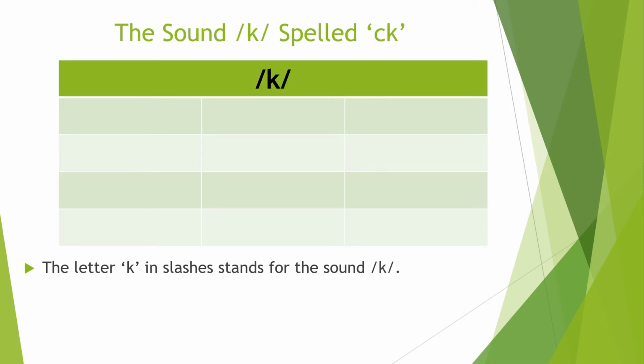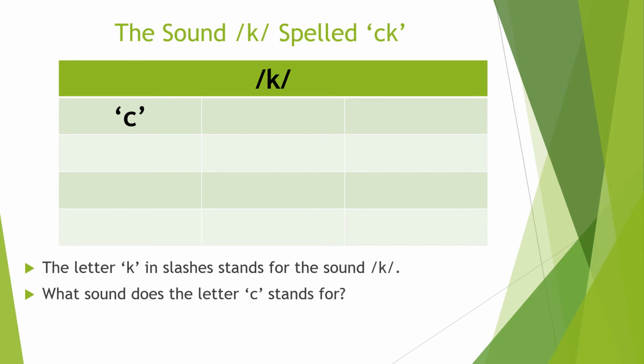Now let's review the CK sound. The letter K in slashes stands for the sound K. Say K. Remember, CK is a digraph. A digraph is two letters that are put together to make one sound. In this case, it is the K sound.